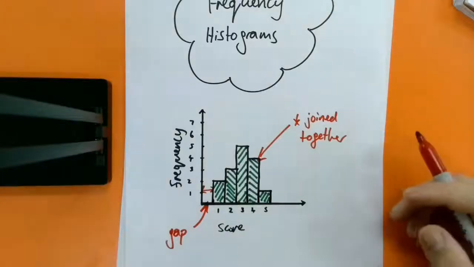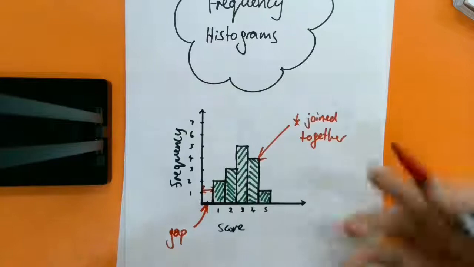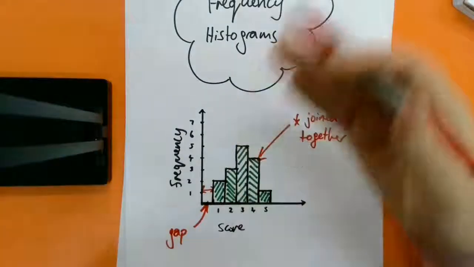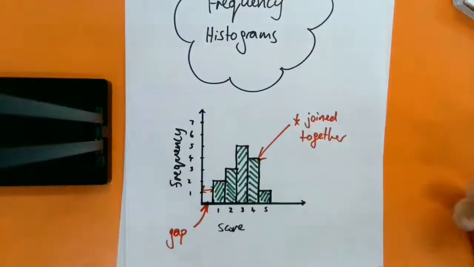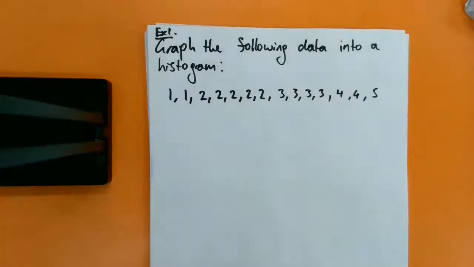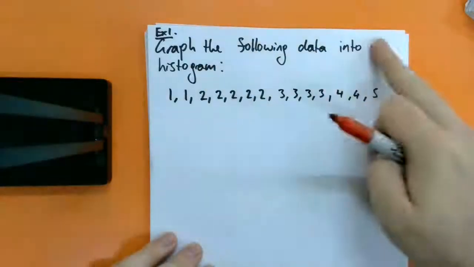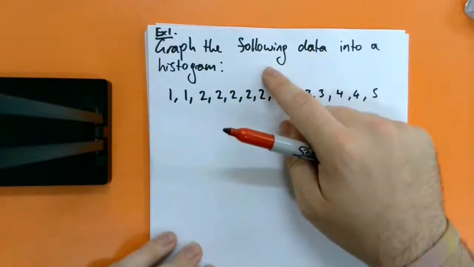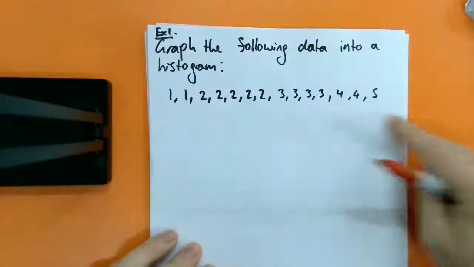So what I want you to do now is we're going to jump into an example about how we actually graph these and what we can use to create them so we can analyze them. And then we'll talk about the benefits of each of them before the video ends. Okay, so here's our first example, and what it says is to graph the following data into a histogram. And I've given you just a list of data.